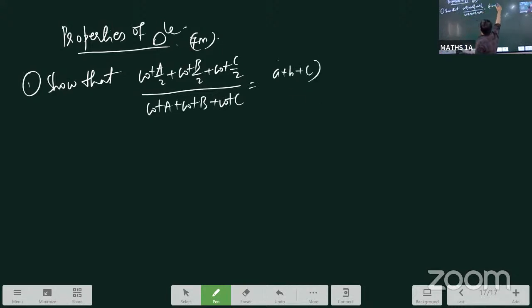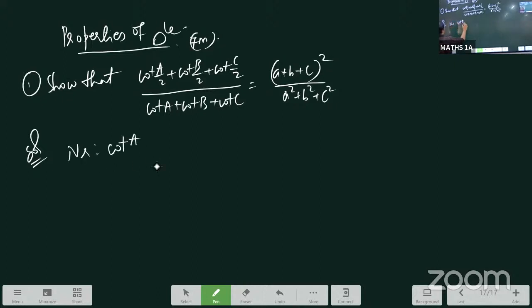A plus B plus C whole square by A square plus B square plus C square. Is it clear? Now see the solution, everybody. First, I am going to take the numerator separately. This is like a 4 mark question also. If the numerator is asked separately and the denominator is asked separately, it is like a 4 mark question.